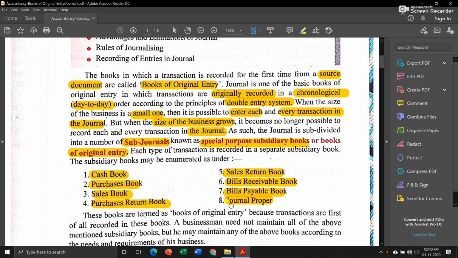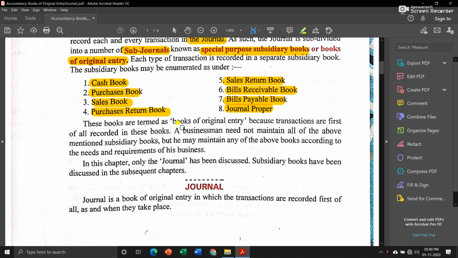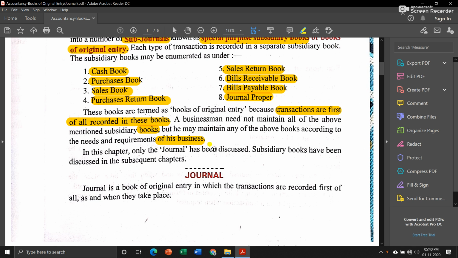Now all these books we will learn how to prepare in subsequent chapters. These books are termed as books of original entry because transactions are first of all recorded in these books. A businessman need not maintain all of the above mentioned subsidiary books, but he may maintain any of the above books according to the needs and requirements of his business. It's up to the businessman whether he wants to maintain all those books or skip some of the books as per his requirements or needs.